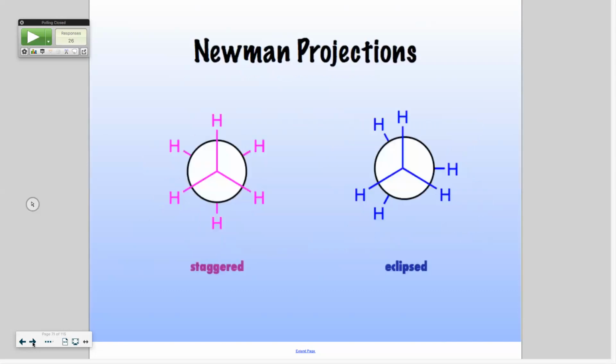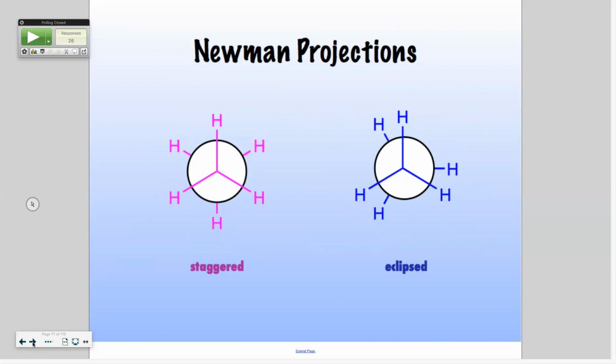Okay, this is how we draw them, so that we don't have to draw all that perspective. That would be really difficult. So these are called Newman projections.